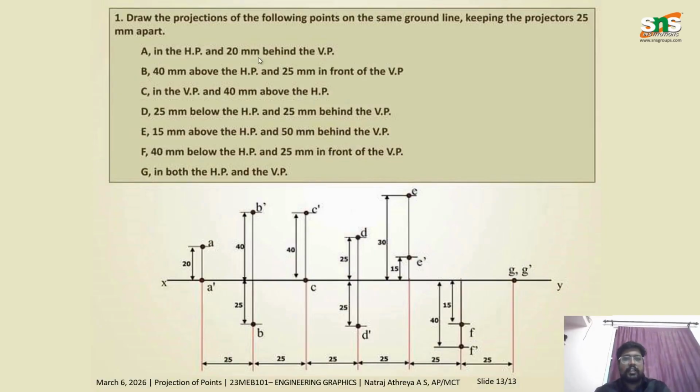Similarly, try to solve these questions from A to G. If the point is on the HP or VP, you should position it on the reference line. As you can see here, it is on HP, so we drew A dash here. Here the point is in both HP and VP, so we draw it over here. I hope it is clear to everyone.